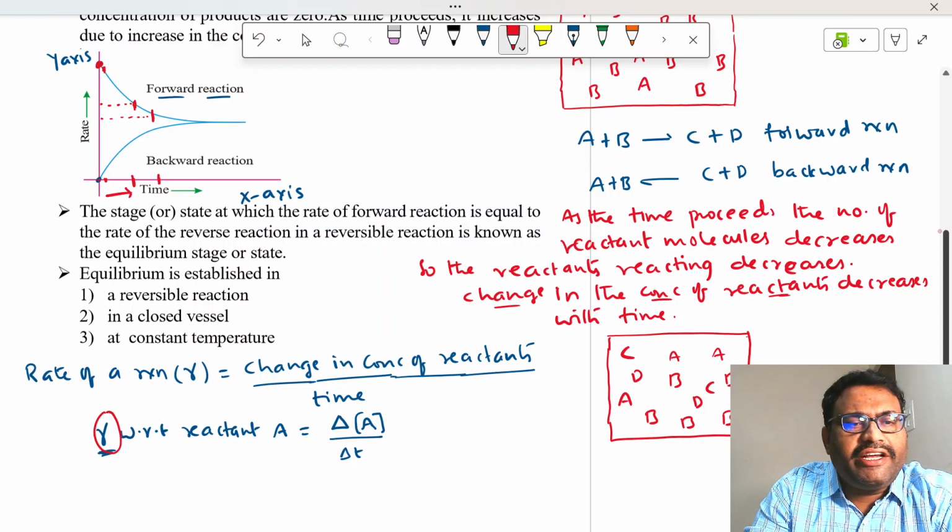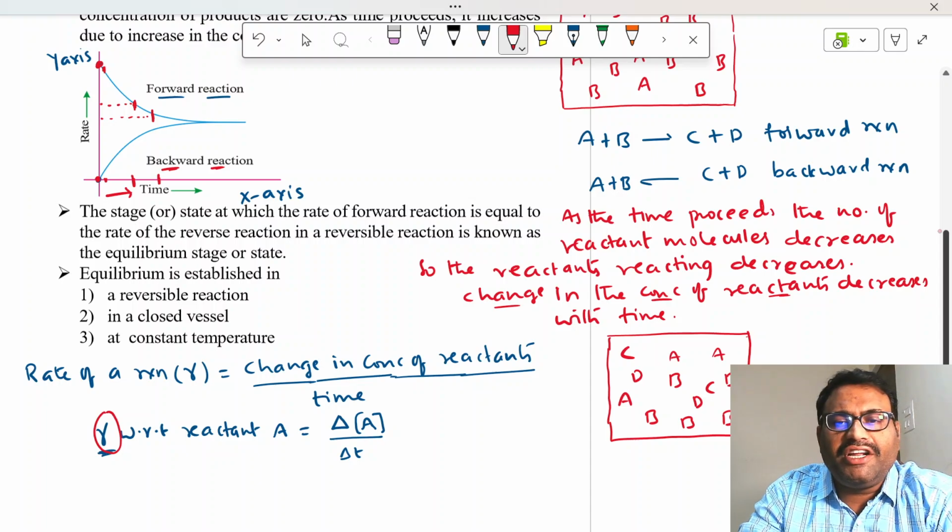So initially there are no product molecules. So what is the backward reaction? Backward reaction means C and D converting into A and B. That means products are converting again into reactants. Okay, backward reaction.